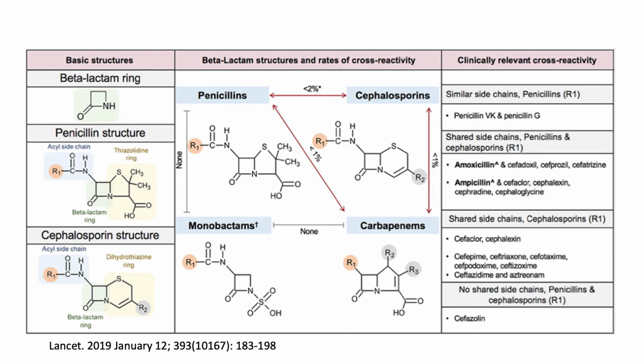And as you can see, that second box, the shared side chains for penicillins and cephalosporins of R1, that's the amoxicillin with the cephalosporins you cannot use, and the ampicillin with the cephalosporins that you cannot use. I also want to point out on this, the very bottom one is cefazolin. As you can see, it doesn't cross-react with anything, and it's because if I pulled up that structure for you, it is very, very different than any of the other beta-lactams, and that will come to be more important in a couple slides when we talk about perioperative antibiotics.